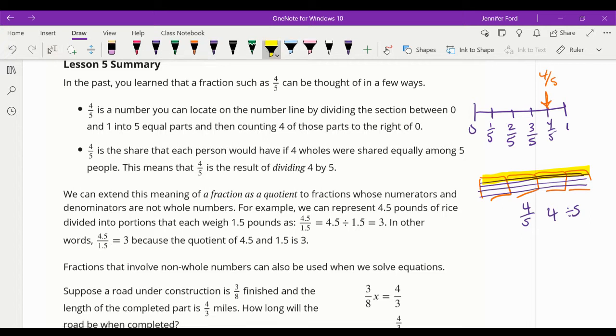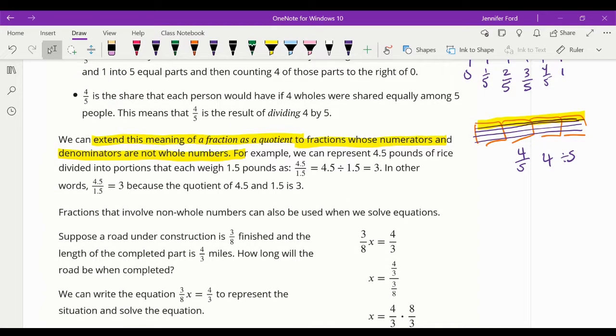This is the new thing for today. We can extend this meaning of a fraction as a quotient to fractions whose numerators and denominators are not whole numbers. For example, we can represent 4.5 pounds of rice divided into portions that each weigh 1.5 pounds as 4.5 divided by 1.5. You can write it as a fraction, you can write it as a division statement, and the value, when you evaluate that and simplify it down, is 3. In other words, 4.5 divided by 1.5 is 3 because the quotient of 4.5 and 1.5 is 3.